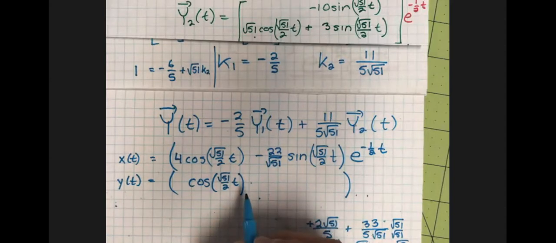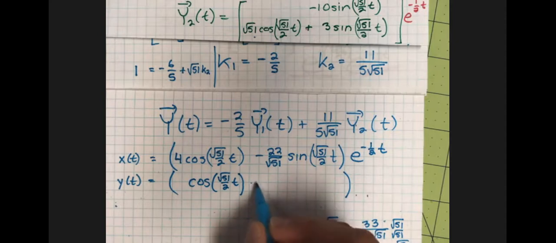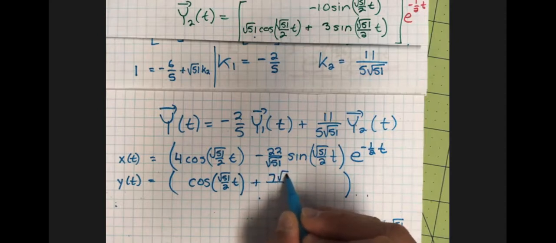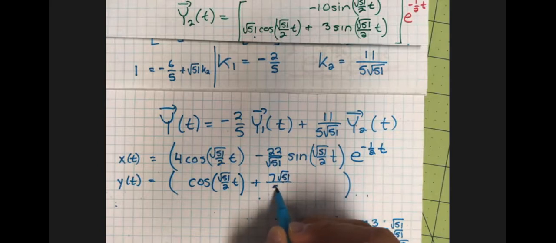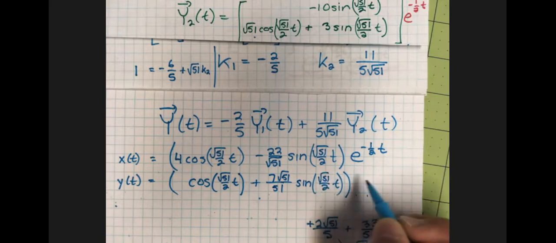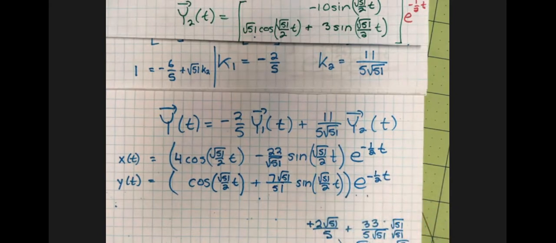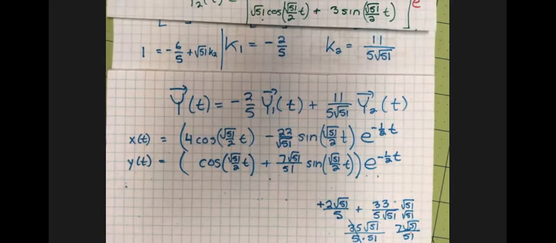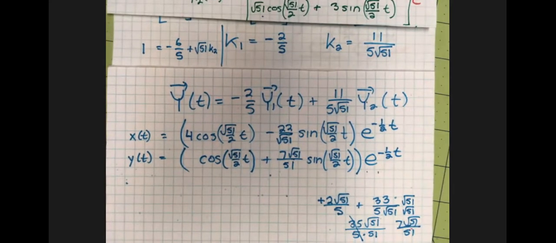And it is positive or negative? It is positive. 7 root 51 over 51 sine root 51 over 2t minus 1t. That is among the hardest things you would ever do in this class. That really obnoxious complex arithmetic. And we're just about at the end of the time. We really are at the end of the time.